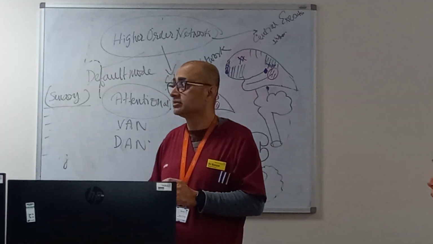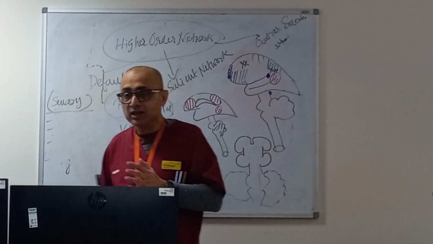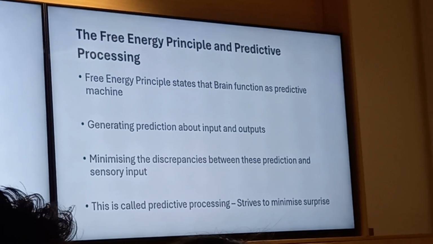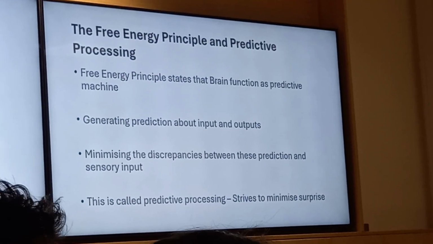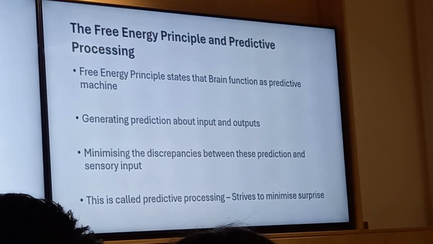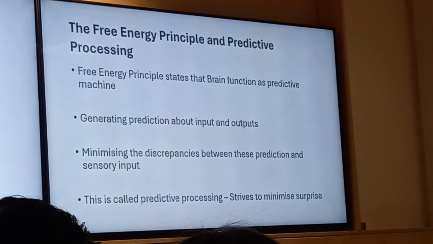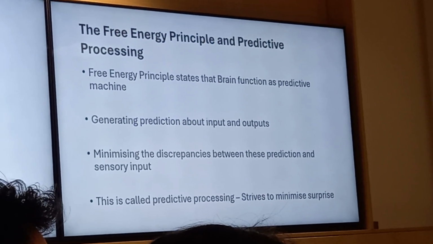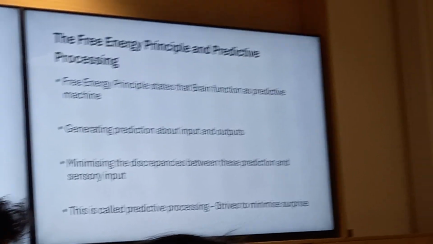Okay, next slide. So now I'll go through some of the theoretical models of how the brain works. That is the theoretical model, based on the free energy principle and predictive processing. Now imagine yourself being your brain. Okay, imagine you are the brain.